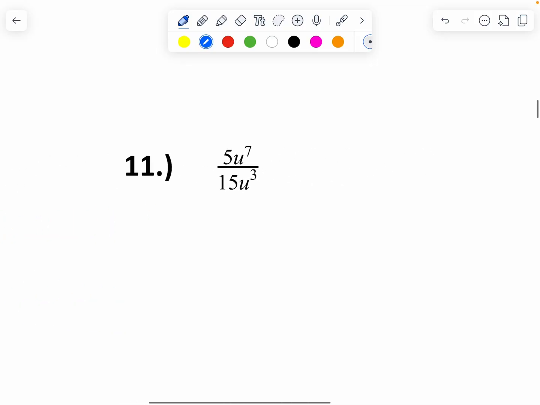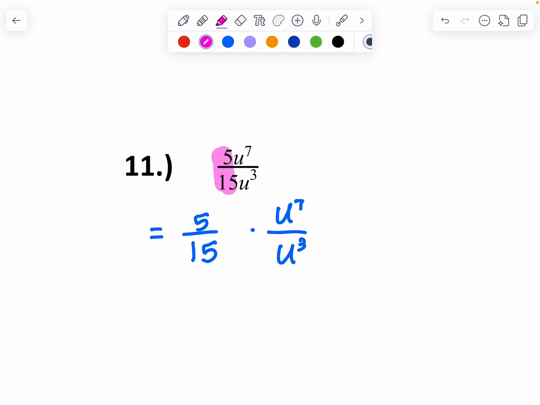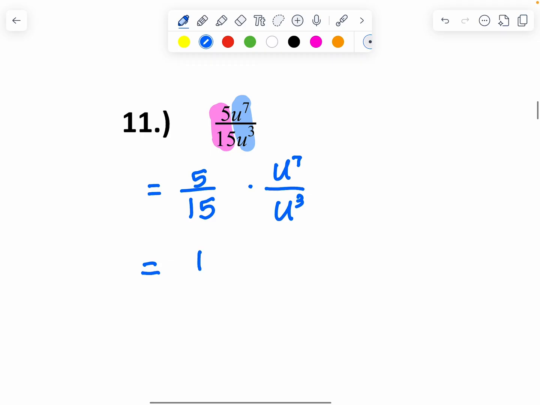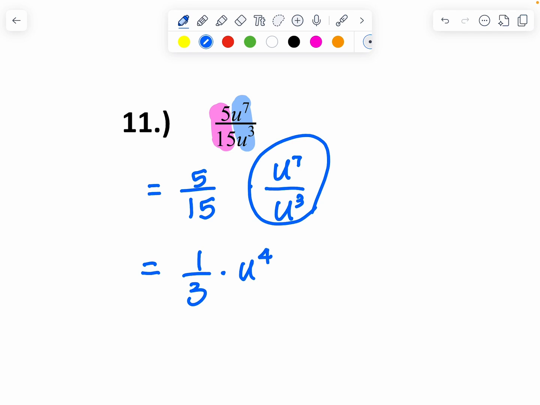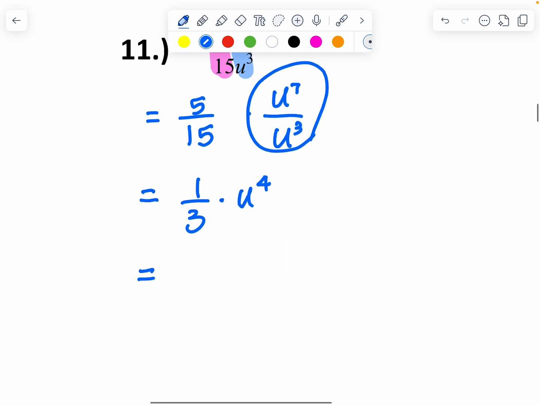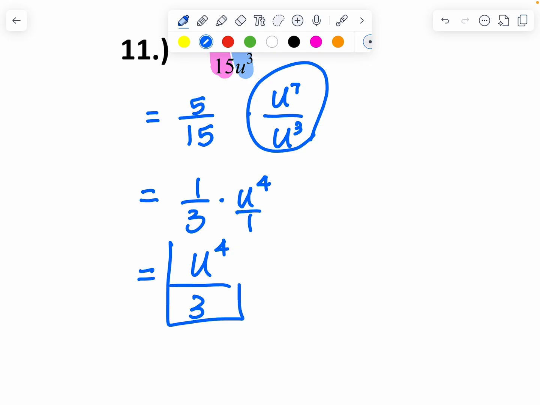Okay, this one. All right, we've got a combination of things. So again, think of separating the coefficients from the powers with the same base. Okay, so I just separated my coefficient from my powers with the same base, and then simplify them separately. 5 over 15 gives me 1/3. And from this, I get u to the power of 4. Okay, I can rewrite this as a single fraction, u to the power of 4 all over 3. Okay, and that's my final answer.